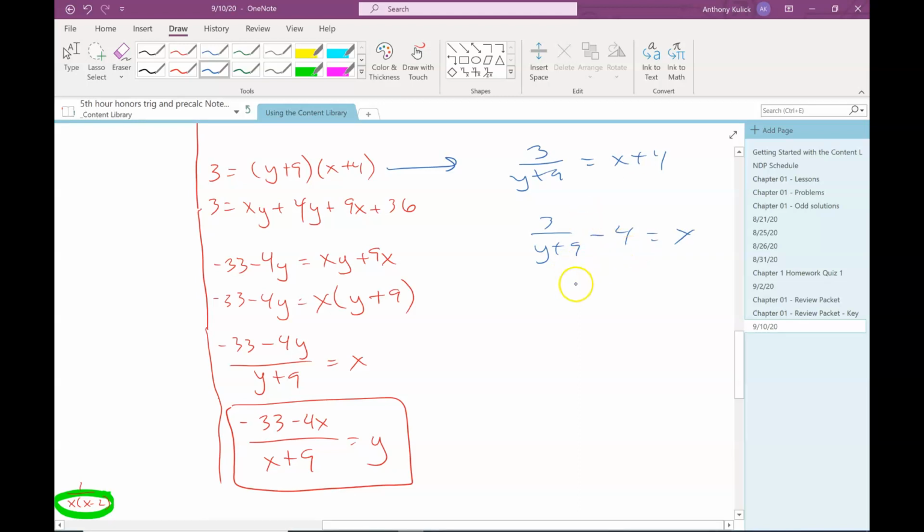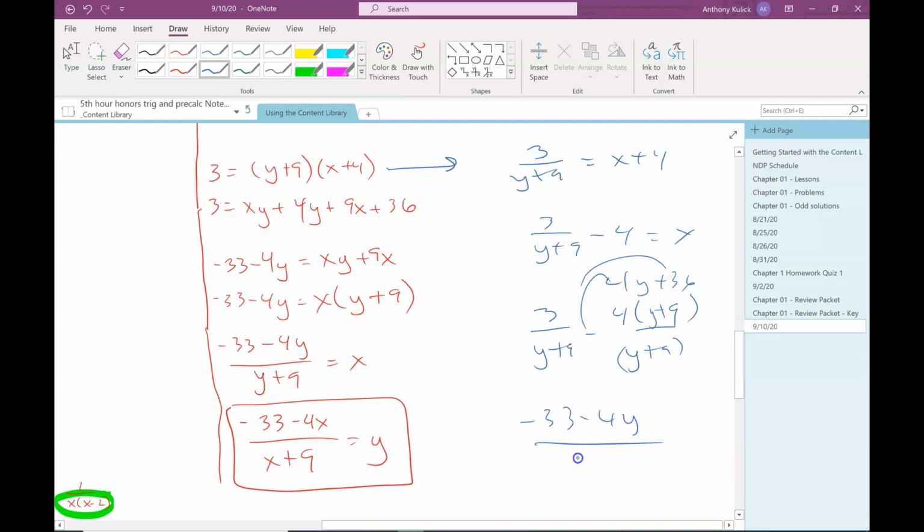Yeah, so if I made a common denominator, where I multiplied y plus 9 to the top and bottom, that's 4y plus 36, but the negative distributes, which gives me exactly negative 33 minus 4y over y plus 9. And then when I swap the x's and y's, I have the exact same thing. So they are the same result. So whether you went this way or this way, either is okay.